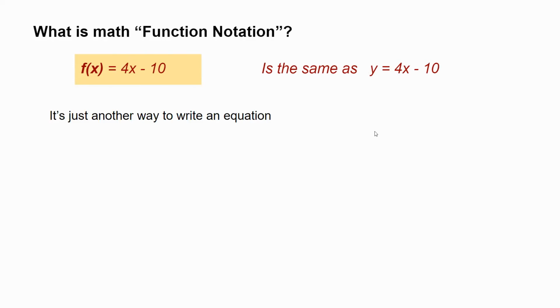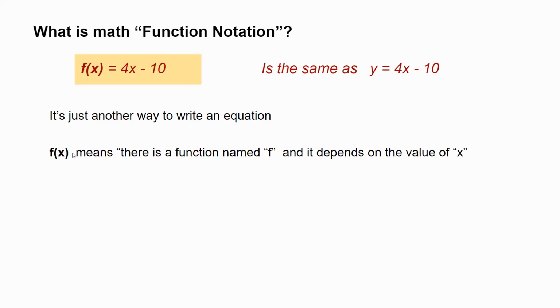It's just another way to write an equation. There really isn't much of a difference between these two. f of x just means there is a function and its name is f, and it depends on the value of x. That's all it means.